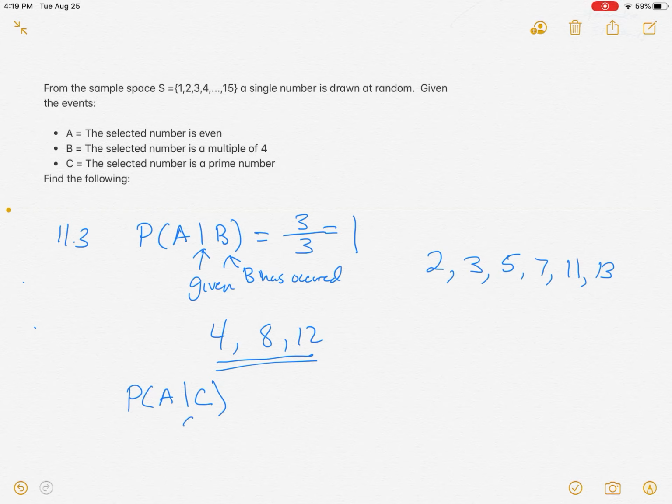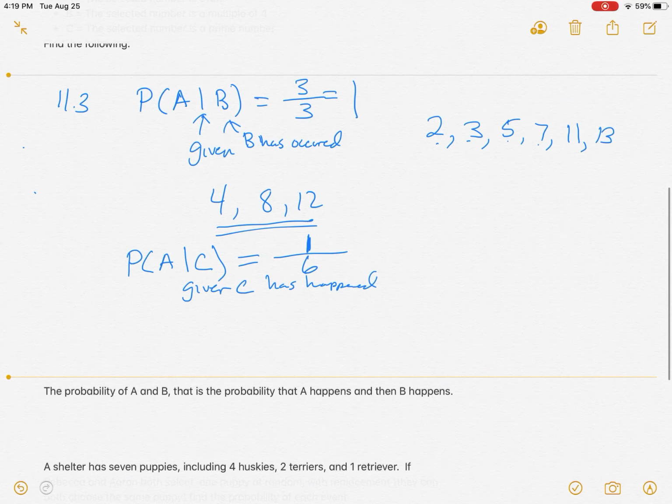So we are given that C has happened, or is a condition on it. I'm sorry, the condition's been pulled out. So we pulled out all the prime numbers, and the question is, what's the probability of randomly selecting an even number from this list? Well, how many are in this list? 1, 2, 3, 4, 5, 6 are in that list, only one of which is even, and so we get a nice 1/6 out of there. And you'll get lots of practice with that in the homework.